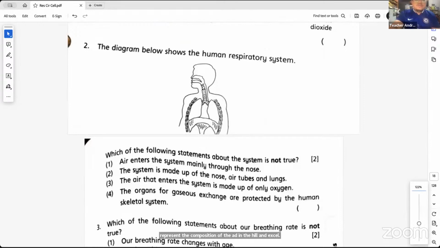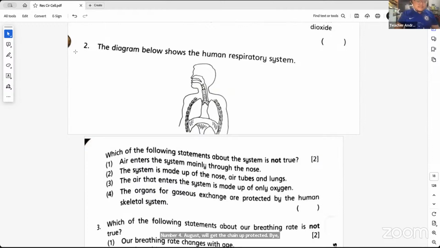Question 2. The diagram below shows the human respiratory system. Which one of the following statements is not true? Is it number 1, the air enters the system mainly through the nose? Number 2, the system is made out of nose, air tube, and lungs. Number 3, the air that enters the system is made of only oxygen. Number 4, the organs for gas exchange are protected by the human skeletal system. Which one is not true?